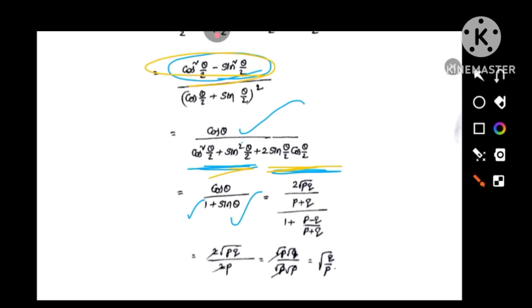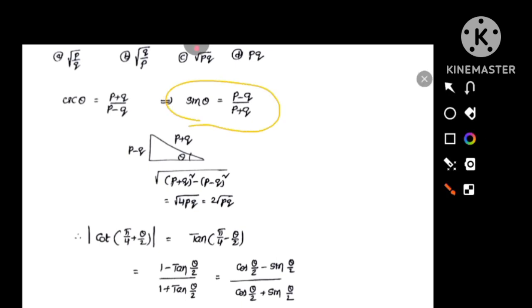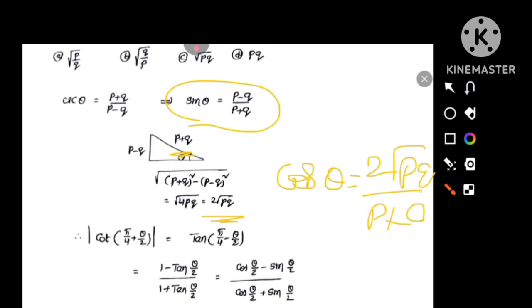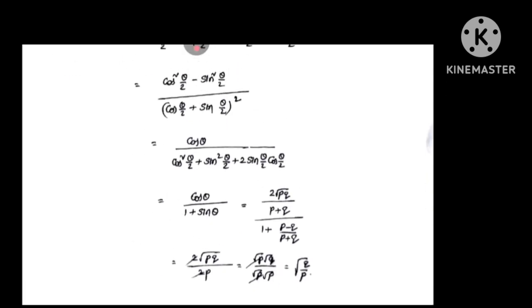Okay, after that, see here, already I have the value of sin theta. So sin theta is equal to p minus q by p plus q. And what is the cos theta value from this triangle? Cos theta is equal to adjacent by hypotenuse, that is 2 root pq by p plus q. So in the last step, we replace these two sin theta and cos theta values to get the required answer. So take the cos theta value from this right angle triangle. Okay, so see the values. What is cos theta? 2 root pq by p plus q. What is sin theta? p minus q by p plus q.